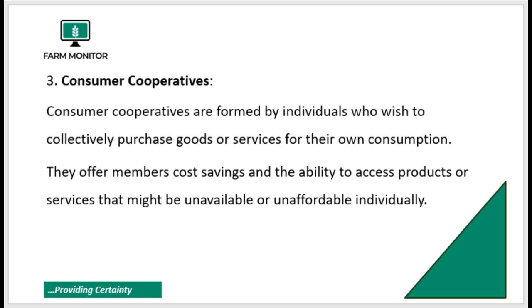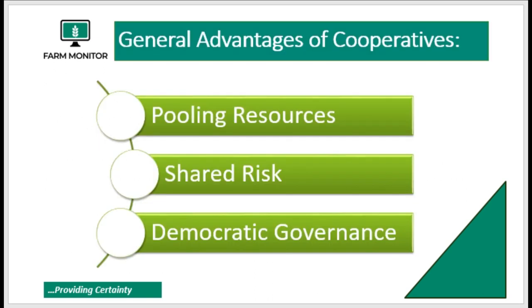These ones are formed by individuals who wish to collectively purchase goods or services for their own consumption. They offer members cost savings and then the ability to access products or services that might be unavailable or unaffordable for individuals. What are the general advantages of cooperatives?